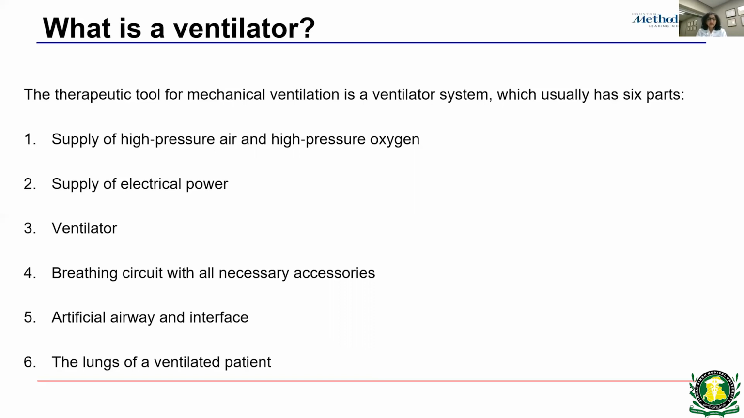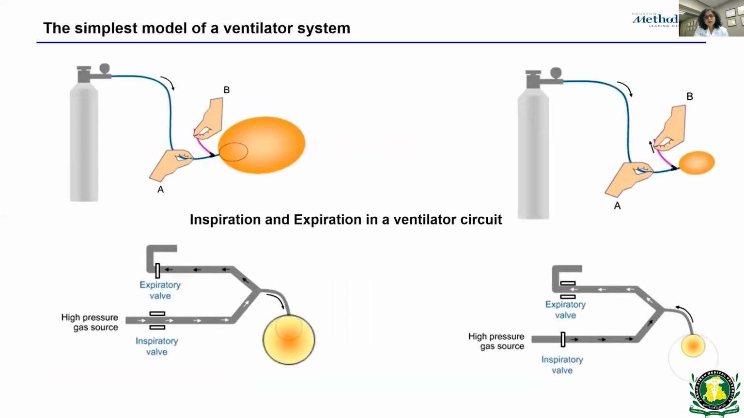The ventilator, therefore, is just one of the parts that is required for ventilation. It can be compared to the wheel of a bicycle, let's say. If the wheel of the bicycle is not properly integrated into the system, it cannot do anything about riding the bike. So the ventilator alone can do nothing about mechanical ventilation. I'm going to now try to deconstruct the ventilator for you. And so let's start with the simplest model of a ventilator system.